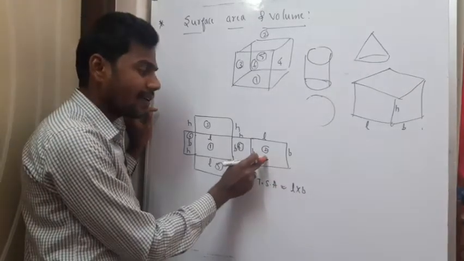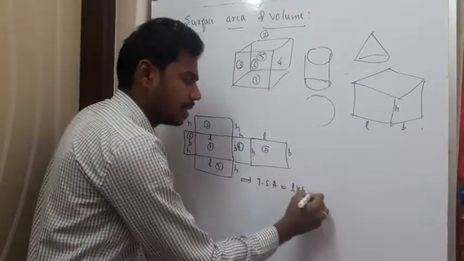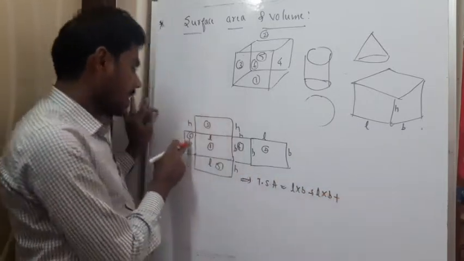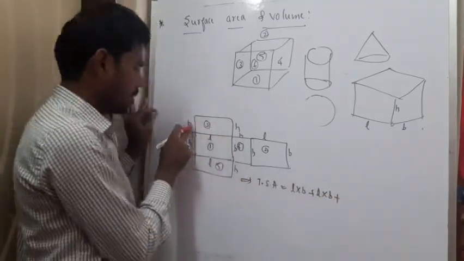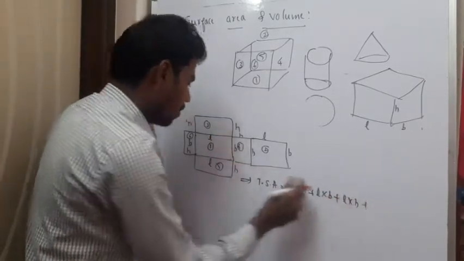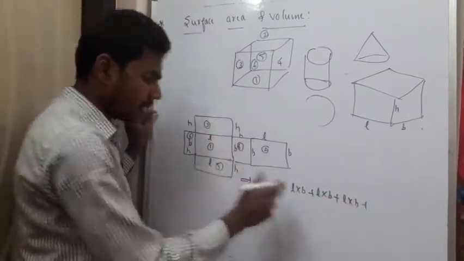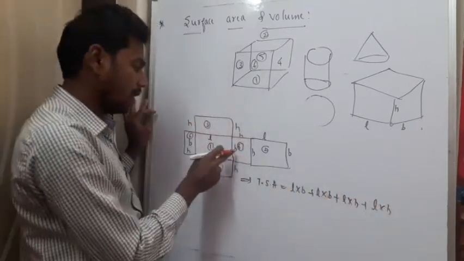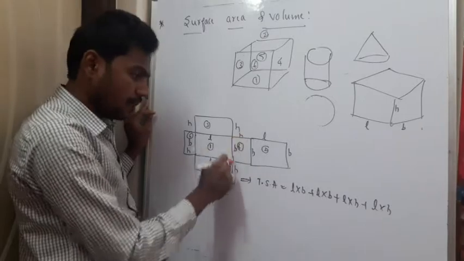What is the area of rectangle 2? That is length into breadth. Then what is the area of rectangle 4? That is h into L, L into h. What is the area of rectangle 5? That is again L into h. What is the area of rectangle 6? That is h into B.